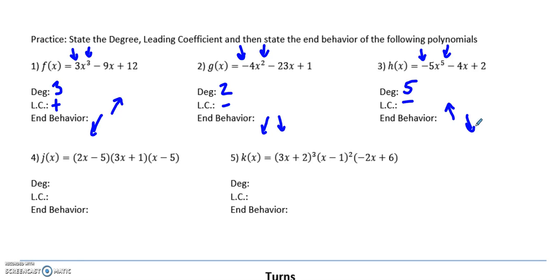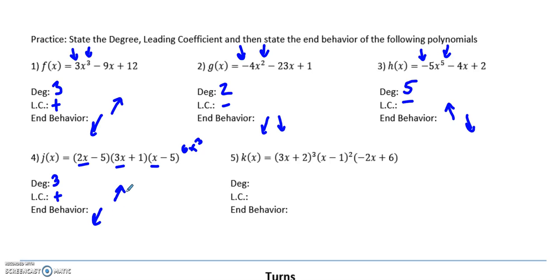Number 4, it's a little trickier to see. To get the degree, you have to look at what I would get when I would multiply and FOIL this all out. I'd end up with a 6x to the third as my first term, so the degree is 3, and the leading coefficient is positive. So odd means opposite, and I have down, up because it is positive.